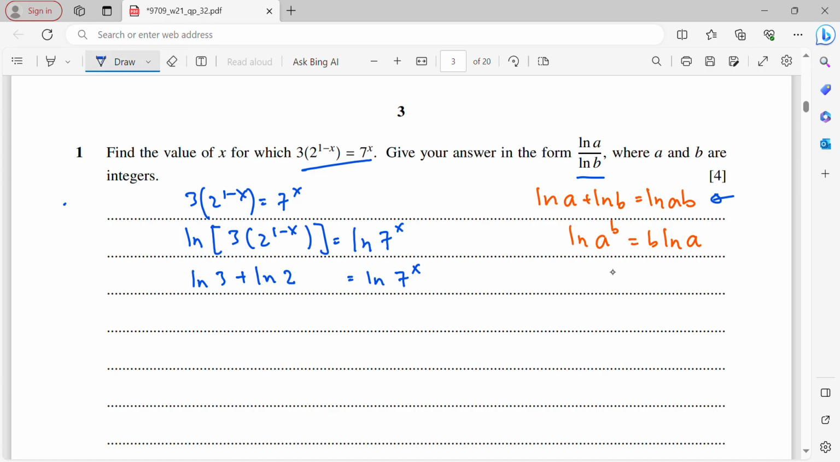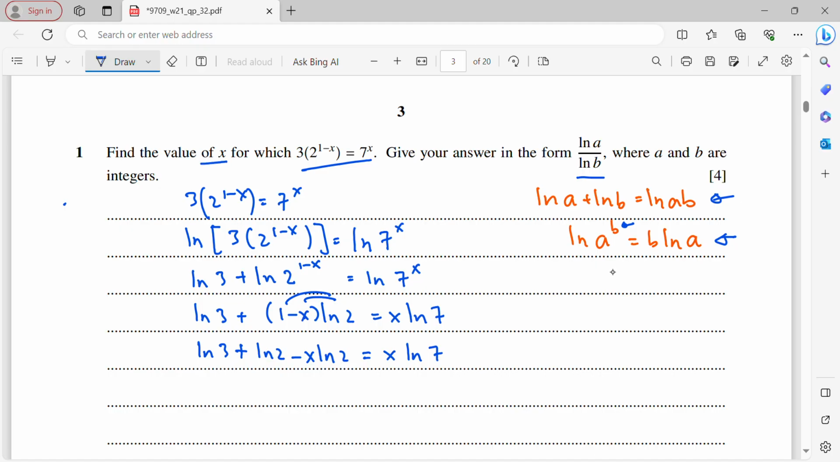Alright, then the next step is going to use the second formula. When you have any power here, you can just bring it down. Then I will get ln 3 plus 1 minus x multiplied with ln 2 equals x ln 7. Then after that, I will just do expansion. So ln 3 plus 1 times ln 2 is ln 2. x times ln 2 is minus x ln 2. Then equals x ln 7.